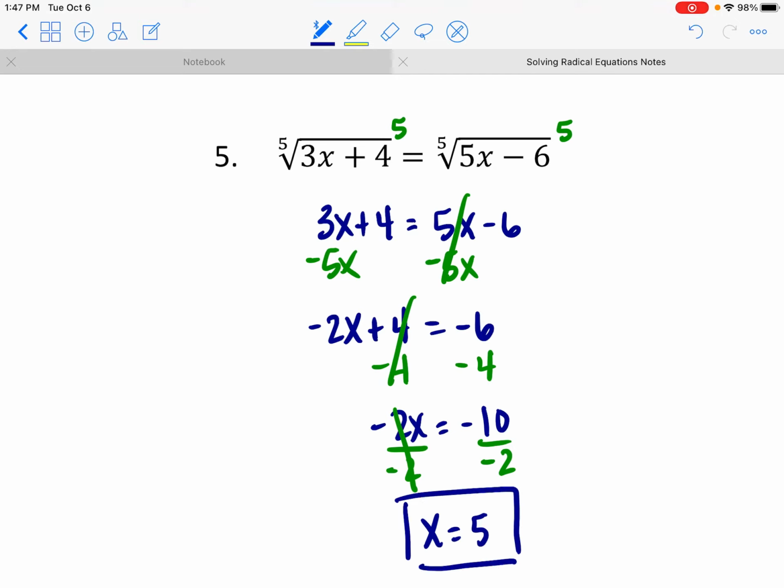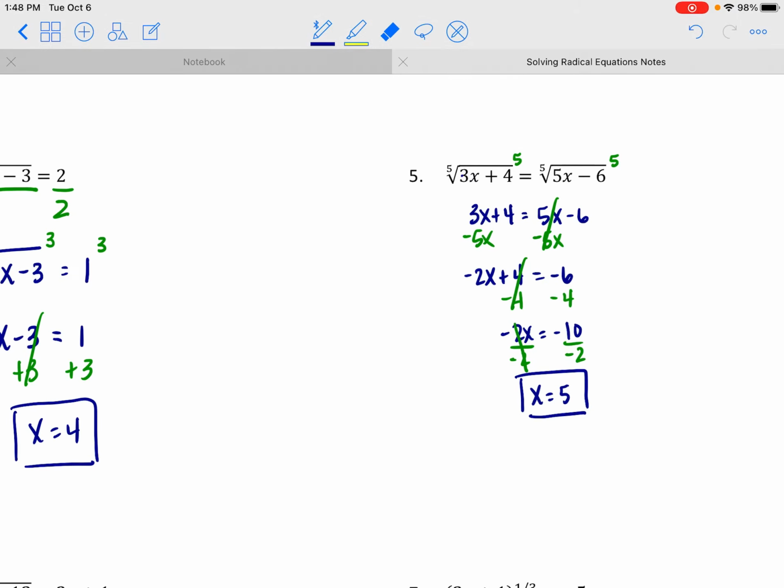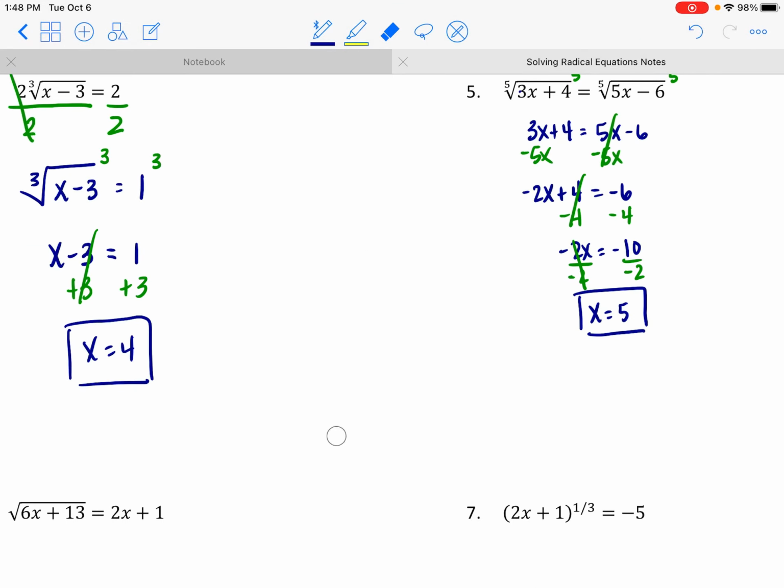Again, we don't have to worry about an extraneous solution here because it is a fifth root, but we can check. If I put a 5 here, that's 15 plus 4, which is 19, so I get a fifth root of 19 on that side. If I put a 5 here, it's going to be 25 minus 6, which is a fifth root of 19 on the other side. So it checks out. Right, good to check your work just to make sure you're doing it correctly. But again, we don't have to worry about extraneous solutions with those odd roots.